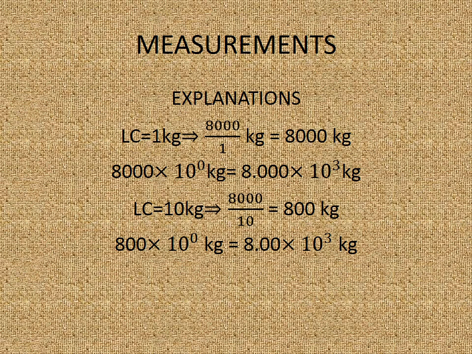Similarly, if the least count of the measuring instrument is 10 kilogram and the quantity to be measured is 8000 kilogram, then dividing 8000 by 10, we get 800. Or we can write 800 into 10 to the power 0 kilogram. According to the rules, there should be one digit before the point, that is 8.00 into 10 to the power 3 kilogram. So in this way, in this measurement, there are 3 significant figures.